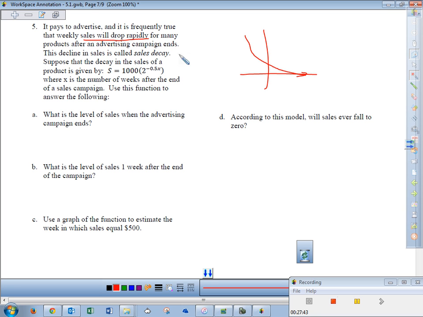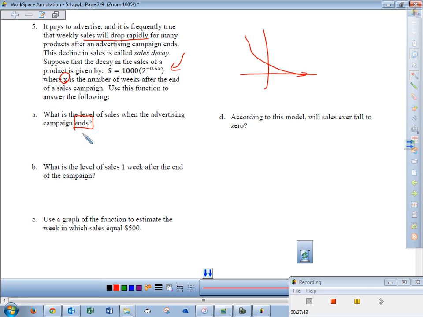So this is the equation that they came up with for how much the sales will drop after they stopped advertising. What is the level of sales when the advertising campaign ends? X stands for the number of weeks after the end of the campaign. So X is the number of weeks after the campaign was over with. If they say when the campaign has just ended, doesn't that mean that X should be 0, right? It just ended, and X is the number after it ended.